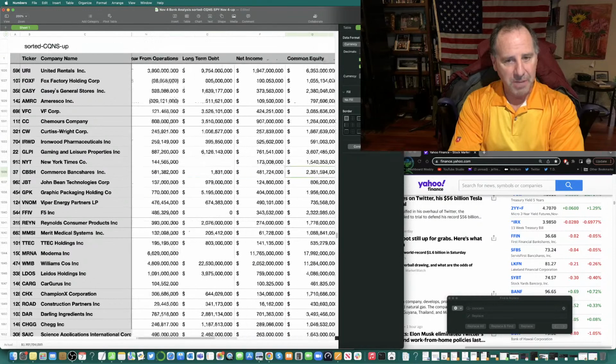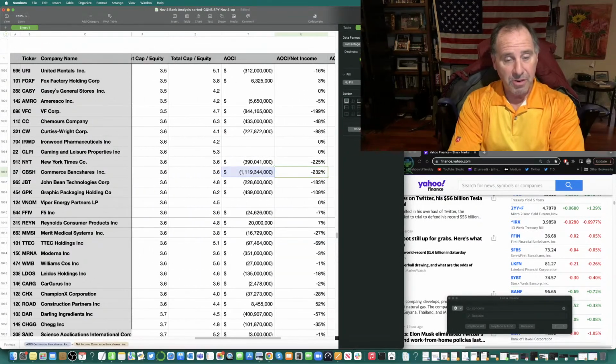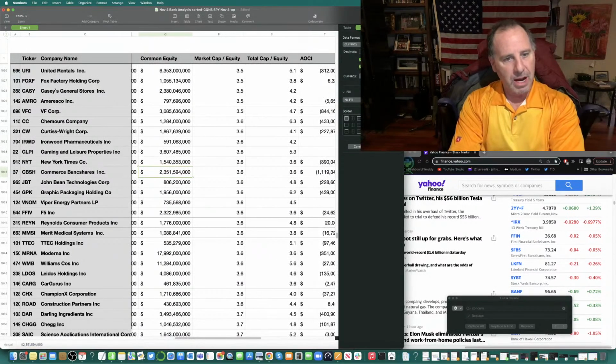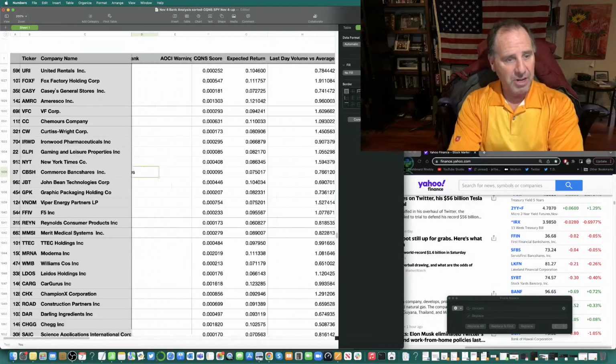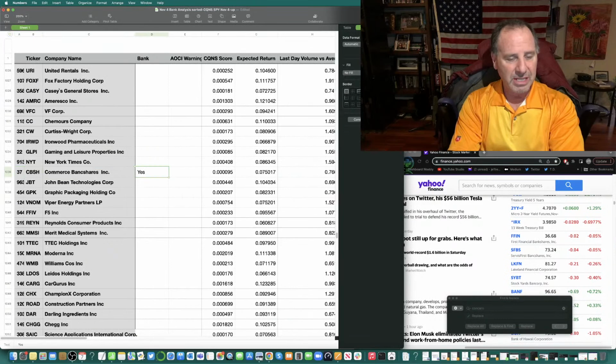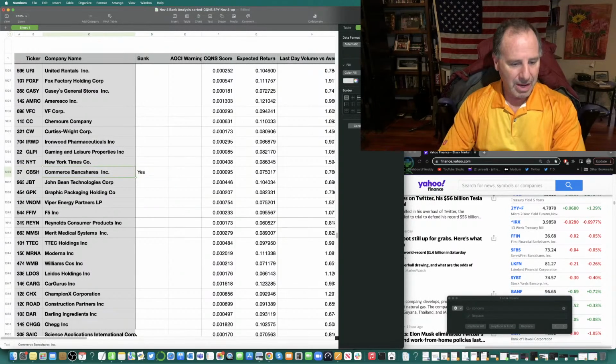And their market cap's 8.4, so pretty rich. Their AOCI is minus 1.1 billion on a common equity of 2.3. So it looks like they lost about 1/3 of their common equity this year too, and earnings of about $500 million. So that's another one where I'm a little nervous on this one, right? So I'm going to give it a green. Green is good.